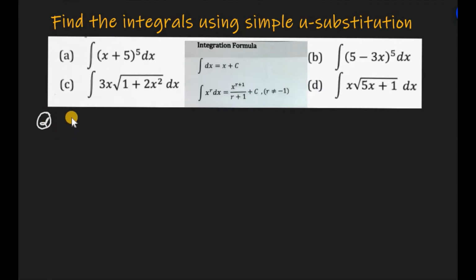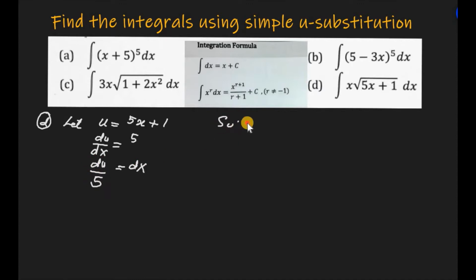Okay, let's do it together, y'all. Let's say you have to assign the U. Which is the U? Normally the U will lie inside a function. Okay, let's say the U is 5x plus 1. And then we need to differentiate because after this we need to replace all the x in terms of u. Okay, so here du dx is 5. So hence we can say that, what is dx? dx is du over 5.